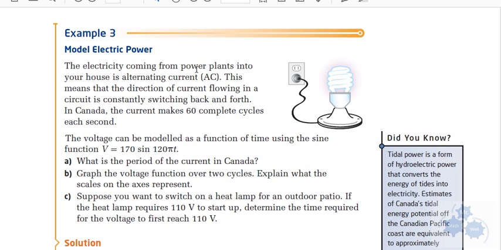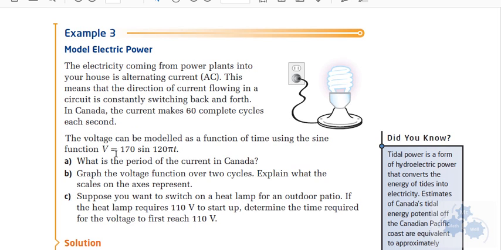Okay, so let's just finish off with this word problem. We'll go through this one. Example 3 on page 271 in the textbook. The electricity coming from power plants into your house is alternating current. That's AC current. This means the direction of current flowing in a circuit is constantly switching back and forth. In Canada, the current makes 60 complete cycles each second. The voltage can be modeled as a function of time using the sine function.